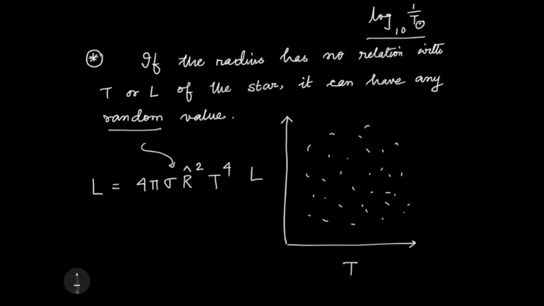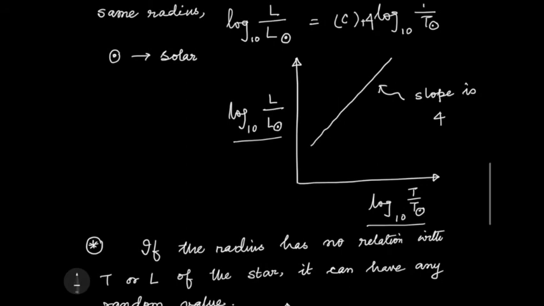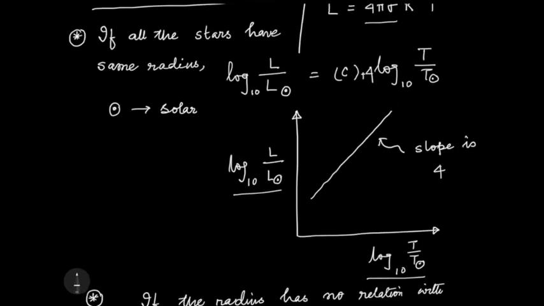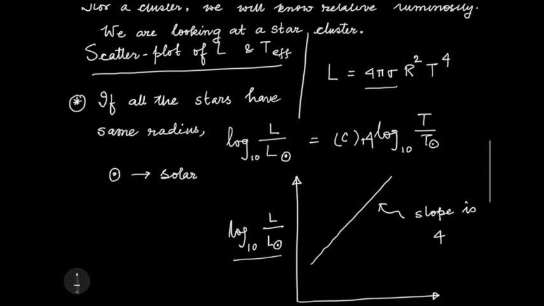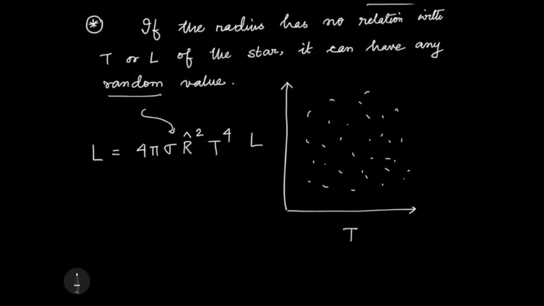Okay, I don't even plot in log because I know that it is anyway going to be scattered, so I plot log. Okay, so this is what we understand from our discussion of scattering, from our discussion of correlation. Here you see that T and L are correlated, which happens if all the stars have the same radius. And if they don't have the same radius and there is no relation between L and T, then they will be completely scattered. Okay, so this is why to understand.